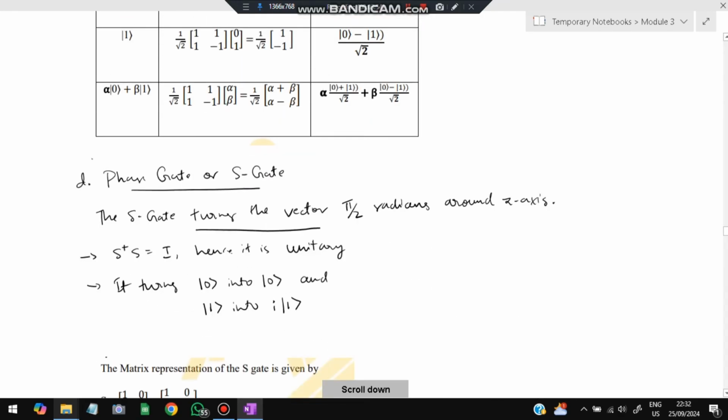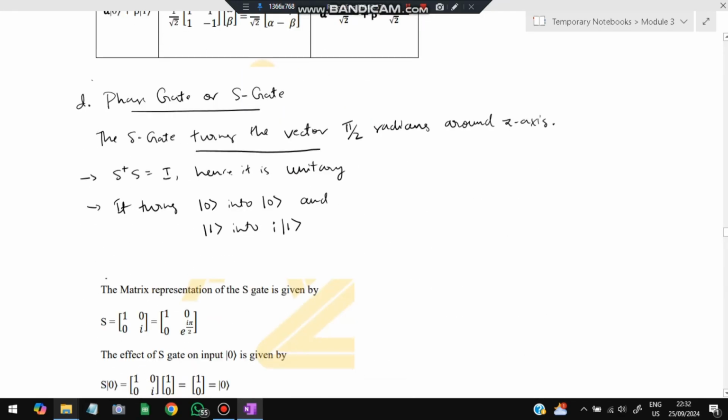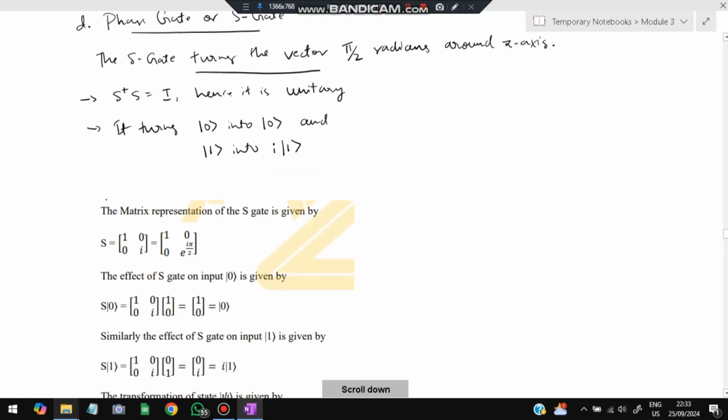Okay, the fourth gate, we have the phase gate or the S gate. What it does is it turns the vector 90 degrees around the Z axis. Okay, what does the S gate do? It turns the vector 90 degrees around the Z axis. So S dagger S is equal to I, which means it's unitary, and it turns 0 into 0 and 1 into i1. Okay, so the matrix representation is given as follows: S is equal to 1 0 and 0 i. So i can also be written as e power i pi by 2.